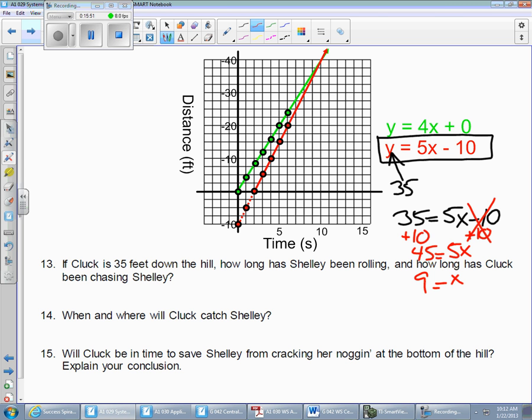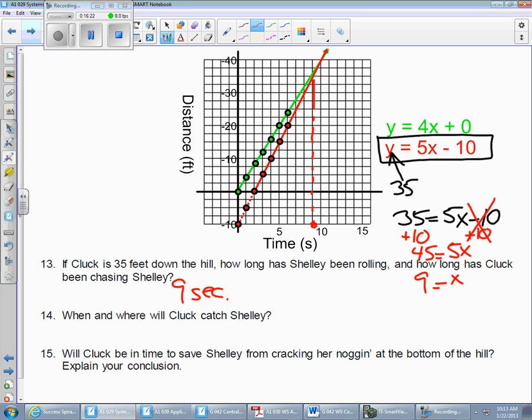Now, 9 seconds have gone by, is what we just discovered. And we could track that all the way up the graph to find out what's going on up there, and that's kind of fine too. How long has Shelley been rolling? Well, that may be so easy it almost sounds like a trick question. How many seconds have gone by? 9 seconds have gone by. So how long has Shelley been rolling? Shelley's been rolling for 9 seconds.